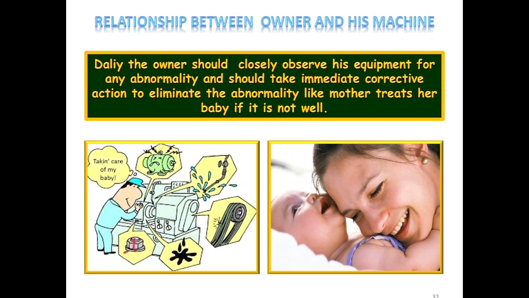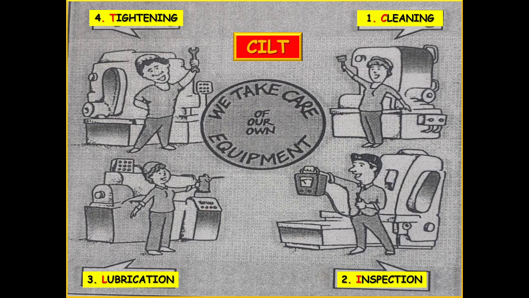TPM highlights how the relation between the owner and equipment should be. It says the relation should be similar to a mother and child relationship. In other words, daily the owner should closely observe his equipment for any abnormality using his sensors and should take immediate corrective action to eliminate the abnormality, like a mother treats a baby if it is not well. His equipment is his baby, take good care of it. This is another picture of the operator saying that we take care of our equipment by following autonomous maintenance and also following CILT activities sincerely.